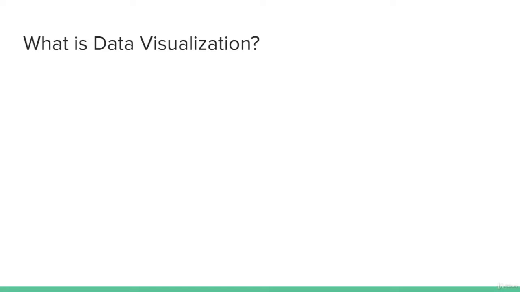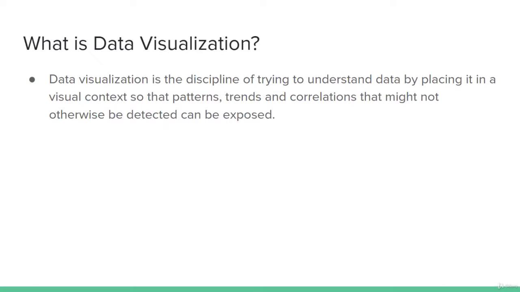So what is data visualization? By the formal definition, it is the discipline of trying to understand data by placing it in a visual context. In a way, we can understand the patterns, trends, and correlations that might not be detected otherwise, because some information is far easier to grasp when visualized, especially trends or correlations that are hard to interpret by just looking at the numbers. In this way, you can combine different data and visualize them to identify patterns in it.